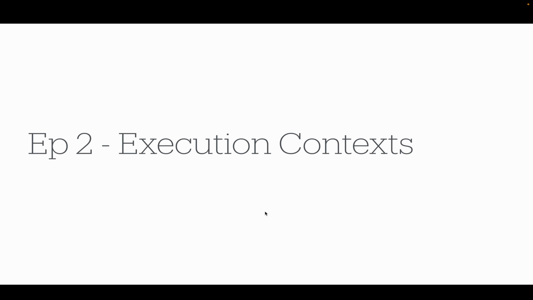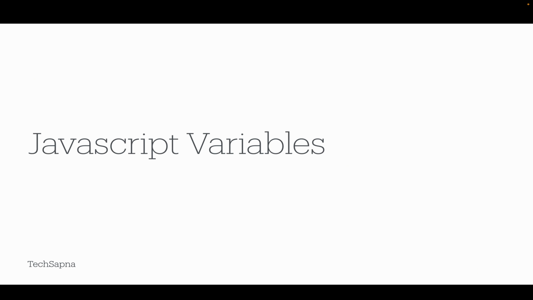Hey there, in this video we're going to learn about execution context in JavaScript. This is a fundamental concept that explains how code is internally executed. Before starting off with what execution contexts are, let's start by declaring some variables and defining some functions.